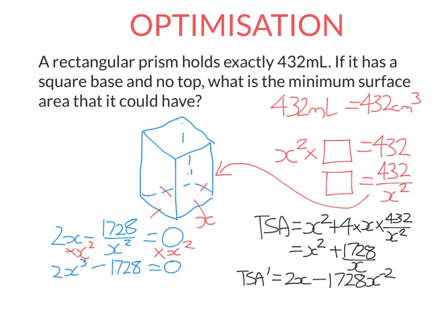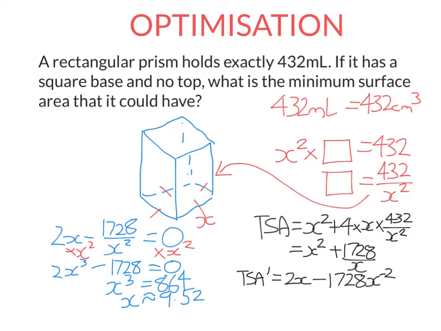So then solving this equation is simple because we have the x in only one spot. So we can add 1728 to both sides and then divide by 2. We get x cubed is equal to 864. So x is the cube root of 864. It's about 9.52.